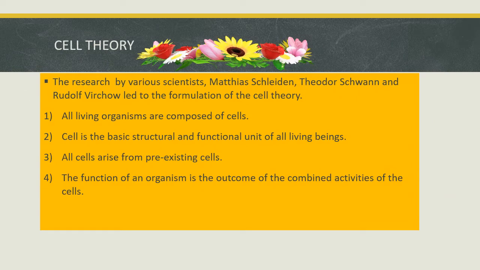What is cell theory? Who developed this cell theory? The scientists named Matthias Schleiden, Theodor Schwann, and Rudolf Virchow led to the formulation of the cell theory. There are four statements. The first one is all living organisms are composed of cells. Cell is the basic structural and functional unit of all living beings. All the cells are existing from the pre-existing cells.